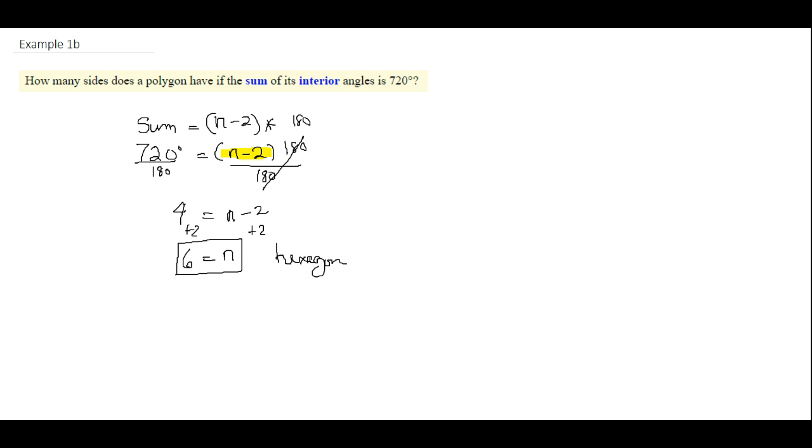Okay, on to example 2a. Outdoor furniture and structures like gazebos are regular hexagons, so we've just dealt with the hexagon. In their planning, determine the measure of each interior angle of a regular hexagon. So assuming that we didn't just determine that 720 was the sum, let's just do that. We're going to find the sum of our hexagon.